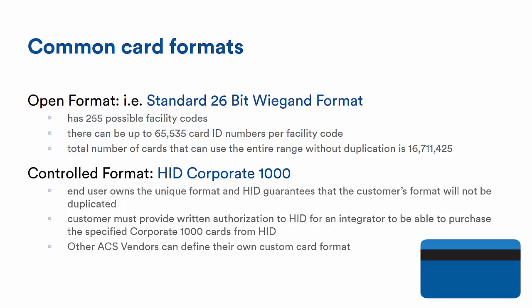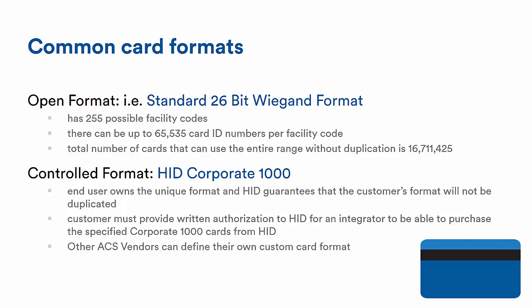So if we take an example that includes the Corporate 1000, this is essentially from HID. It offers a unique card format program where your end user, your customer, owns the unique format, and HID Global guarantees that the customer's format will not be duplicated. Additionally, the customer must provide written authorization to HID for their integrator or distributor to be able to purchase the specified Corporate 1000 cards from HID. So this gives your customer absolute control over the manufacturing, the distribution, and delivery of their specific cards.